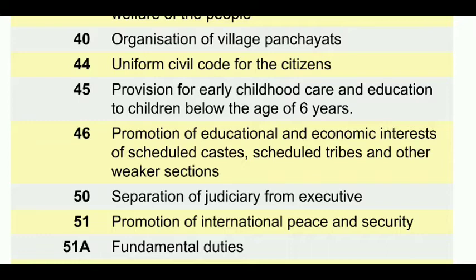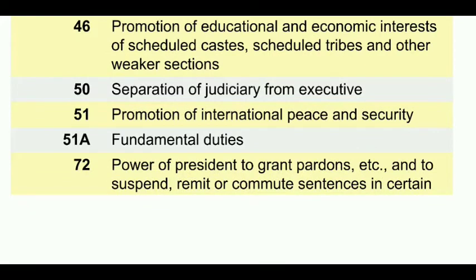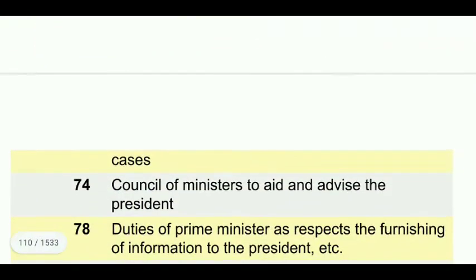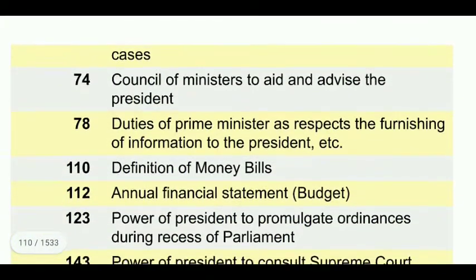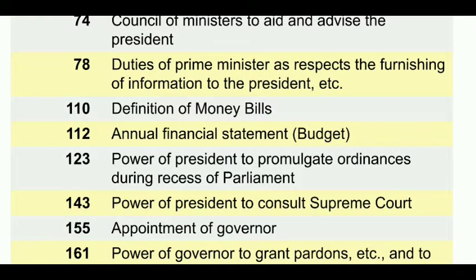Article 50, separation of judiciary from executive. Article 51, promotion of international peace and security. Article 51A, fundamental duties. Article 72, power of President to grant pardons, etc., and to suspend, remit, or commute sentences in certain cases. Article 74, Council of Ministers to aid and advise the President. Article 78, duties of Prime Minister as respect the furnishing of information to the President, etc.